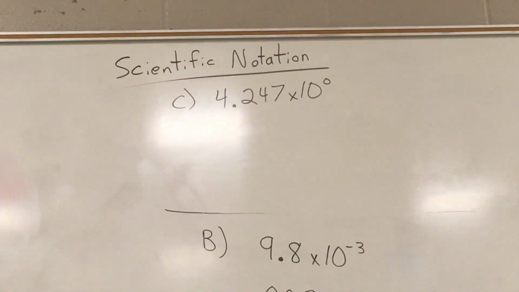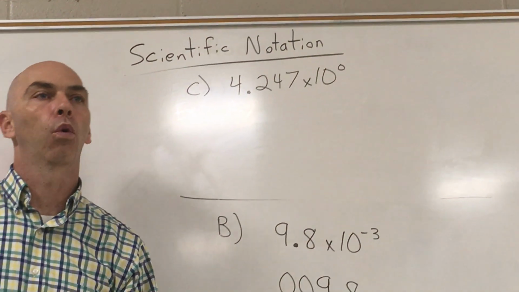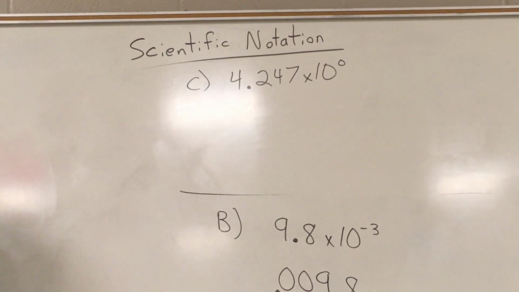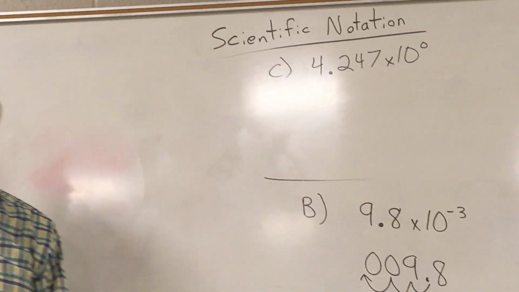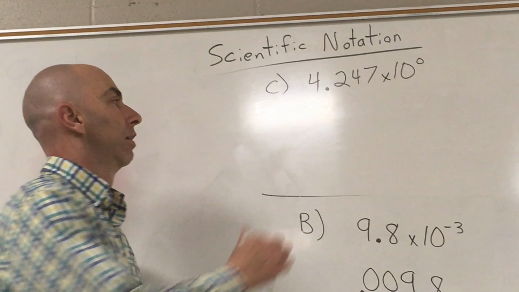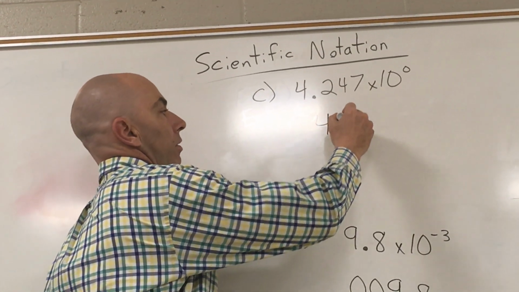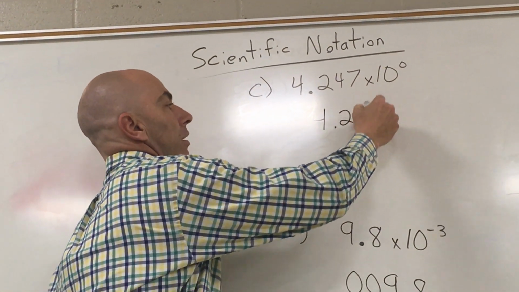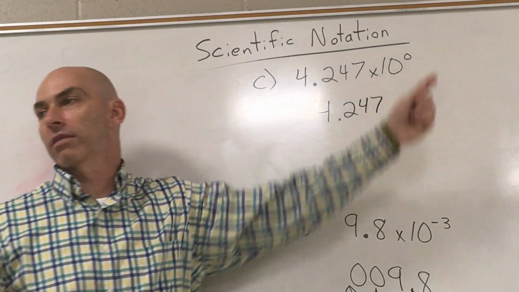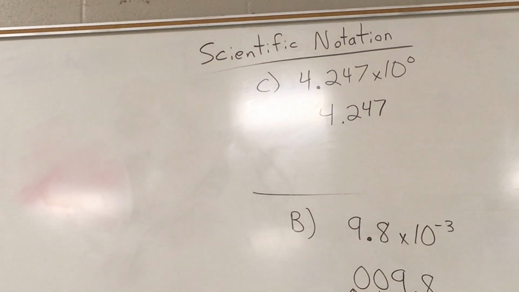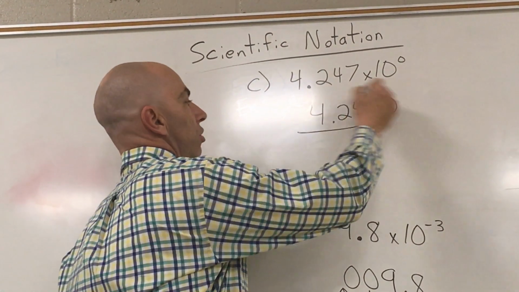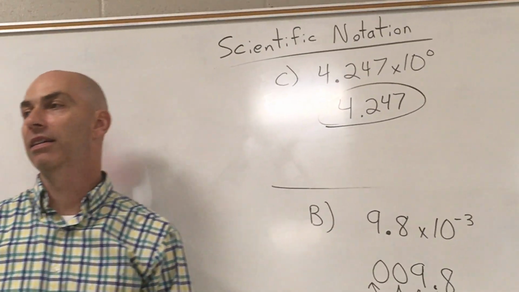But 10 to the 0 power, what is that? We'll go into that in a second. First of all, let's just write this number down. And let's move it. The place value tells me to move it. How many places does it tell you to move? None. Okay, so there's your answer.